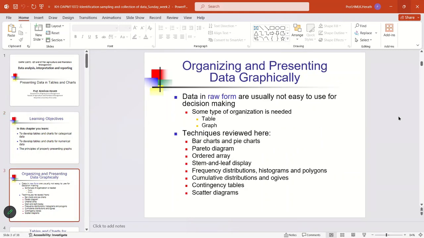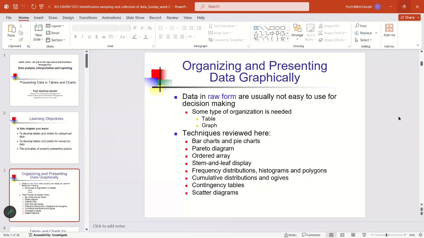Okay. Now, this is the way I have outlined the presentation today. I will be talking about data in raw form, right? Which are usually not easy to use for decision making. So then we need to organize them somehow, maybe in a table or in a graph. And I will be talking about how things are presented in a table and how they are presented in graphs.